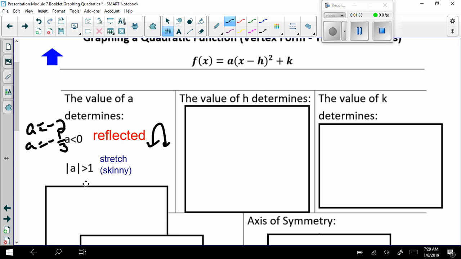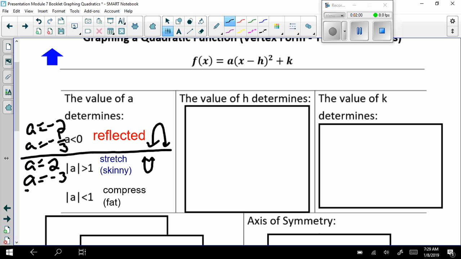If the absolute value of a is greater than 1, so ignore the sign and just look at the a value, if that's greater than 1, it's going to be a stretch. So either opening up or opening down, it's going to be skinnier. So my examples there would be like 2 or -3.